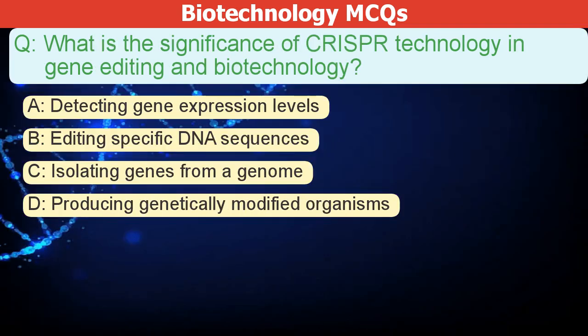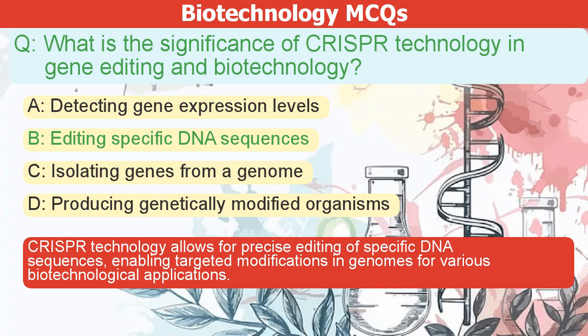What is the significance of CRISPR technology in gene editing and biotechnology? A. Detecting gene expression levels. B. Editing specific DNA sequences. C. Isolating genes from a genome. D. Producing genetically modified organisms. The correct answer is B.